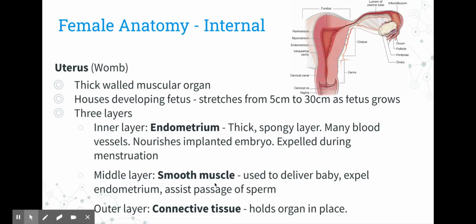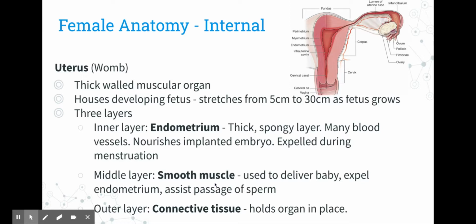It has 3 layers. The inner layer is an endometrium, and this is a thick, spongy layer with many blood vessels, and it provides nourishment to the implanted embryo. It is also built up and flushed out every month. So in preparation for a potential fertilization event, the endometrium thickens, becomes gorged with blood, to be available to nourish an implanted embryo. If implantation and fertilization does not occur, then it's all expelled.